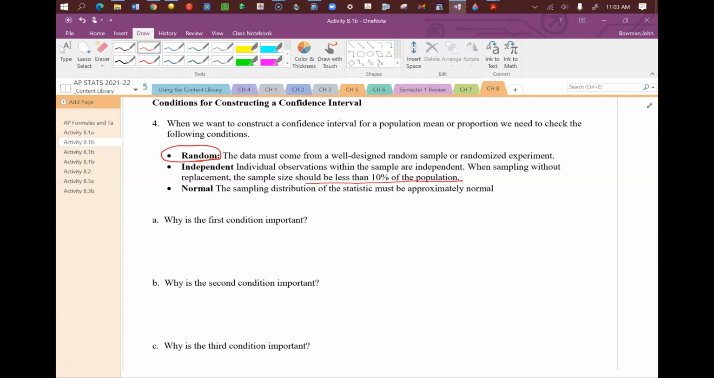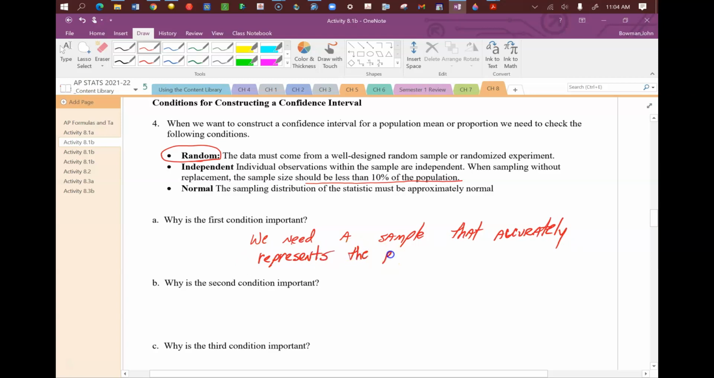So why is the first condition important? We need a sample that accurately represents the population.